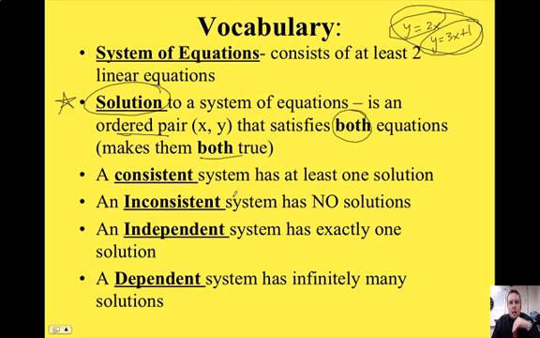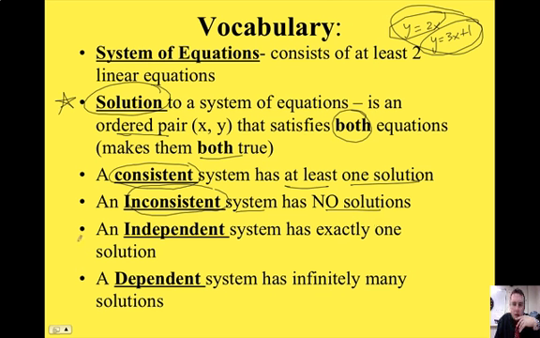Now, what I'm going to ask you to do is classify this system. This system right here, or any system I give you, is either going to be consistent or inconsistent. Consistent means it has at least one solution. Could be one, could be many. An inconsistent system has no solutions. That's kind of easy. If there are no solutions, then it's inconsistent.